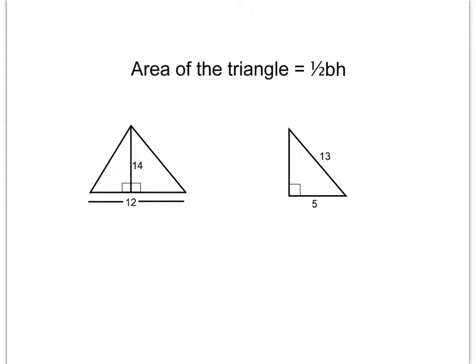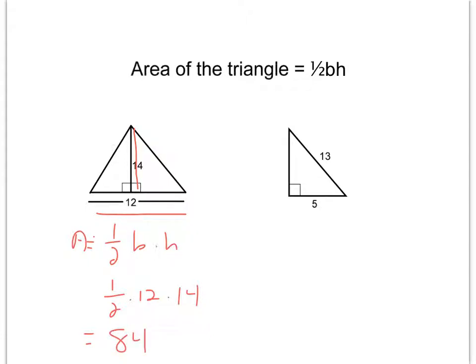So the area of this triangle is going to be 1/2 base times height. Let me write that out. Area equals 1/2 base times height. My base is going to be 12. My height is 14. So this area is equal to 1/2 times 12 times 14, which I believe is 84.